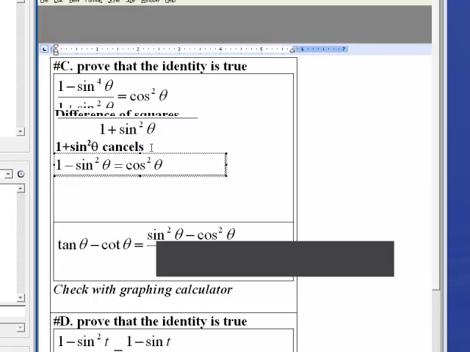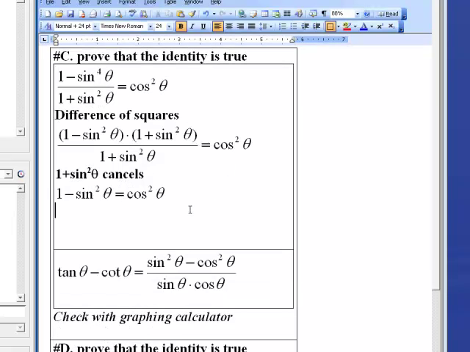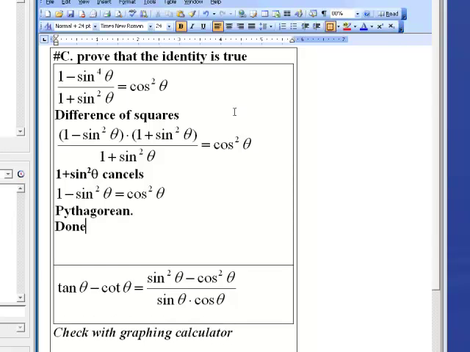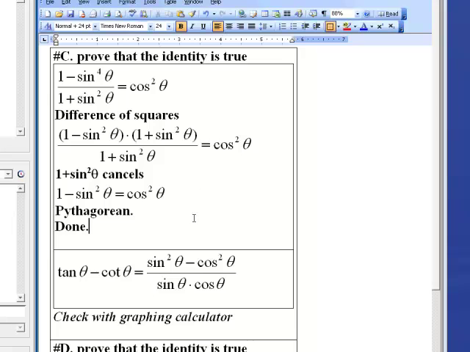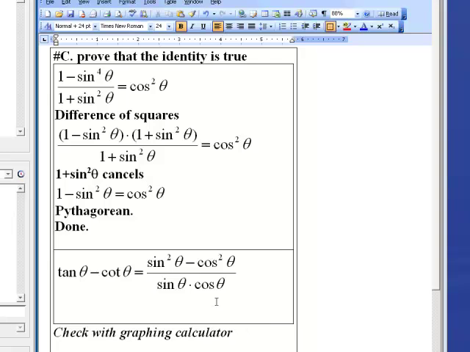1 plus cosine squared. Saved myself here. I will make sure that in the next one I double check that I actually typed it correctly. Well, at this point, as that saved my identity, I recognize that as a Pythagorean identity, and therefore we're done. Right? 1 equals cosine squared plus sine squared. All right.